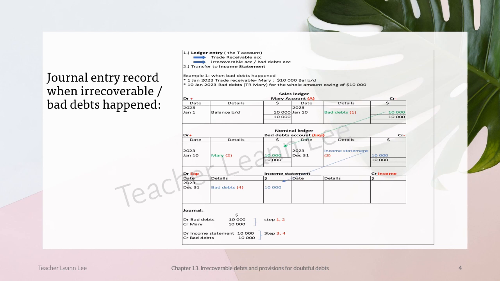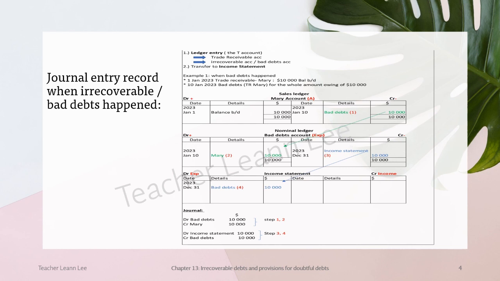So we need to record in the accounts, Mary's account, carry out as a bad debt. Why do we need to do this entry? Because if we did not do that, we will keep on balancing BD and CD for the 10,000 as the amount still owing by Mary.